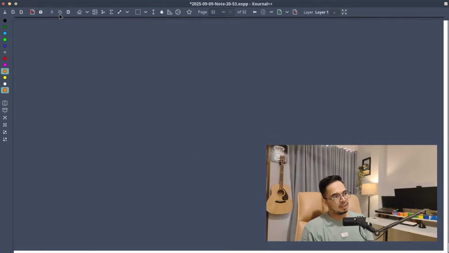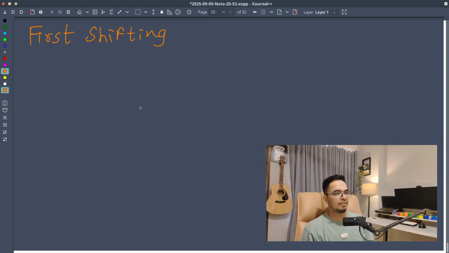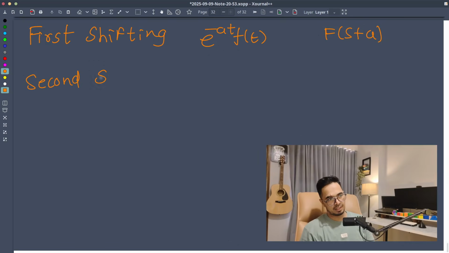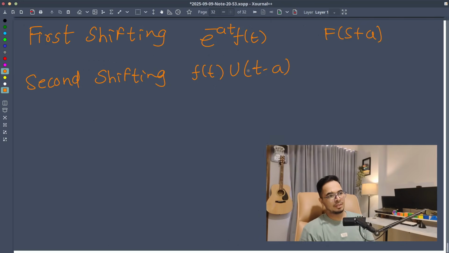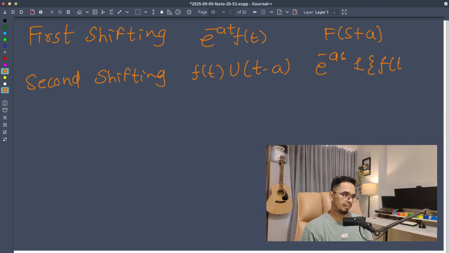Now, let us talk about the first shift theorem, or the first shifting, my bad. So if we talk about the first shifting, what we are basically going to do is multiply e raised to minus at by f of t, right? And the output is going to be capital F of s plus a. And if we talk about the multiplication of f of t with the unit step function u(t minus a), we simply see e raised to minus as into Laplace transform of f of t plus a.